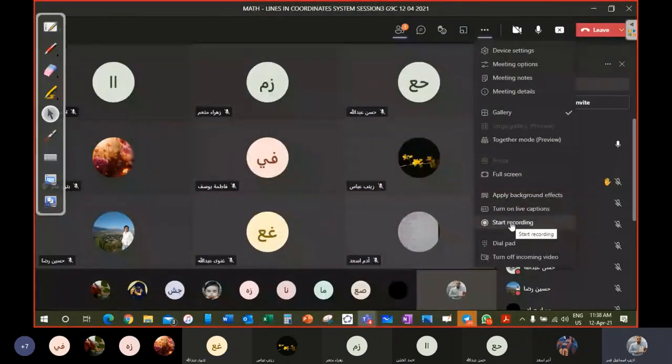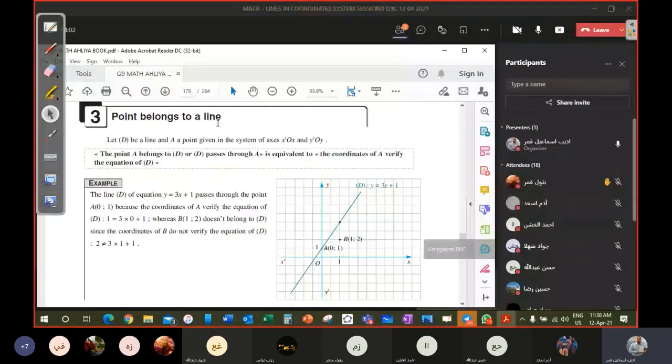Part 3 of this chapter: point belongs to a line. As you can see here, let D be a line and A a point, given in the system of axes x'x and y'y. So we have, in the system of axes, a point and a line. The point A belongs to D, or D passes through A. We are going to use these phrases too much. Point A belongs to D, or D passes through A, is equivalent to the coordinates of A verifying the equation of line D. That is, if a line passes through a point, or a point belongs to a line, then the coordinates of this point should satisfy the equation of the line.